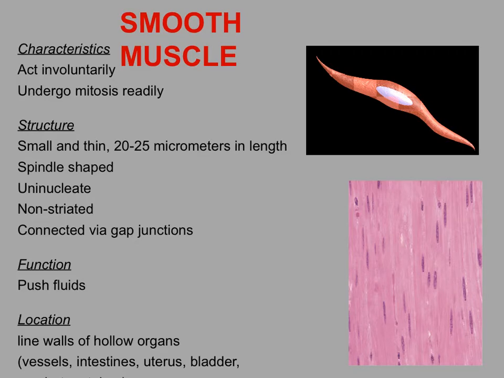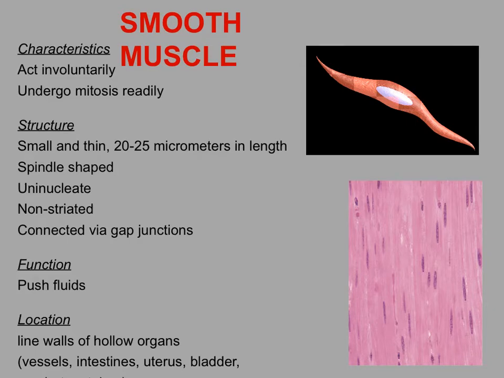So, smooth muscle acts involuntarily, meaning that you cannot make a conscious decision to contract smooth muscle like you can skeletal muscle. So, for instance, you have smooth muscle that causes contractions of the wall of the stomach. You cannot decide when that does or does not occur. You don't have control over that muscle.